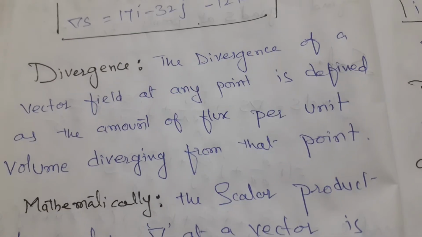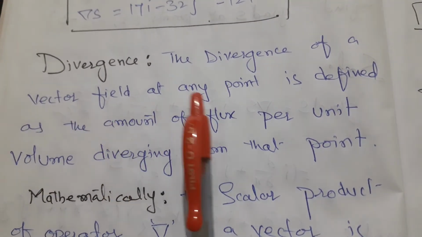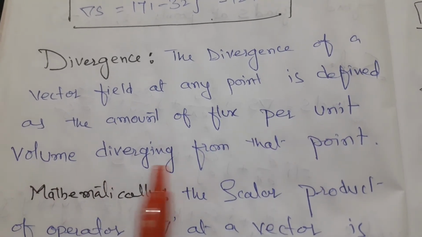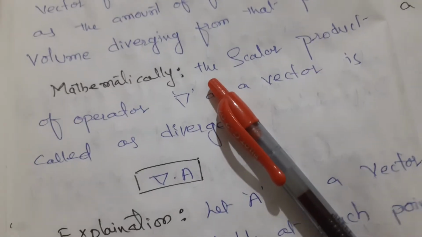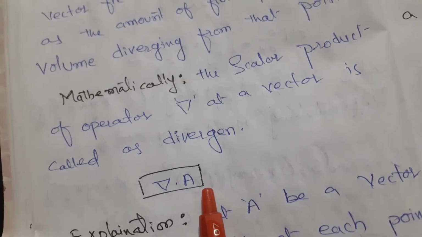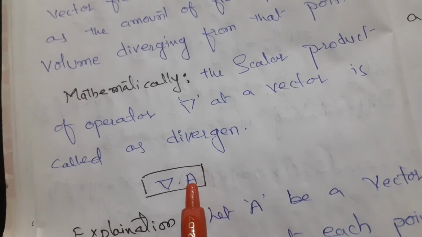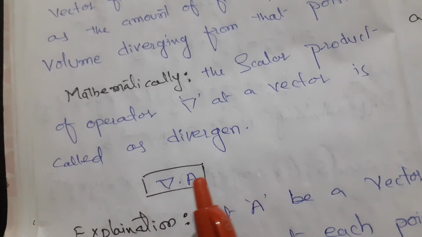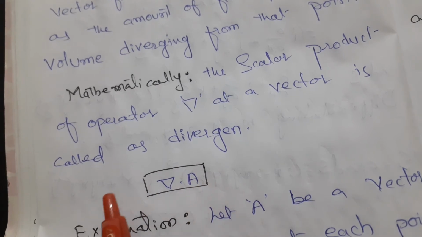Now what is divergence? Divergence of a vector field at any point is defined as the amount of flux per unit volume diverging from that point, and mathematically that can be written as del dot A. Remember this one: in divergence we are taking a vector, and in the previous section on gradient we took a scalar field. This is the difference between divergence and gradient.